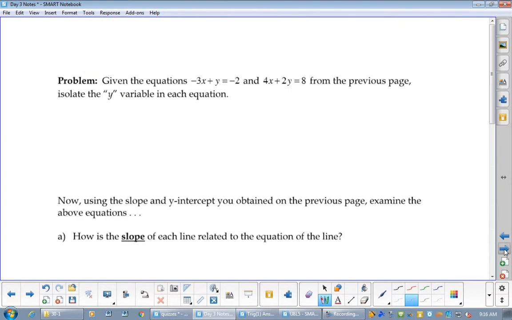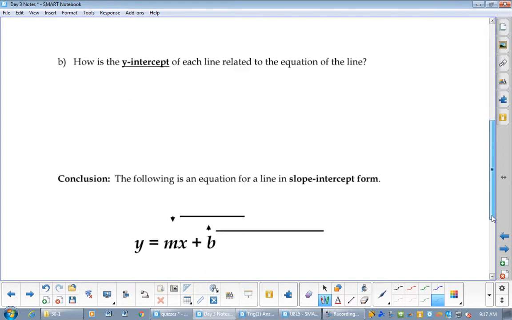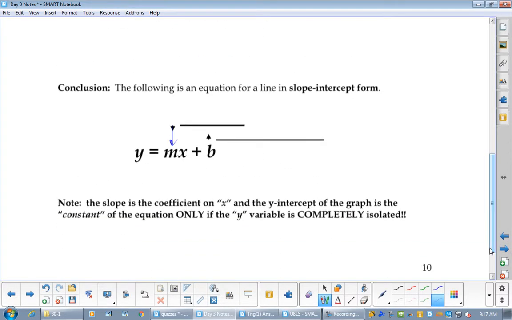So given the equations negative 3x plus y equals negative 2 and 4x plus 2y equals 8 from the previous page, isolate y. We did that already, right? Okay, and we talked about the slope and y-intercept, so we've already done this whole page. Okay? So, to be redundant, m is always the slope. And b is always the y-intercept. Always, always, always. Great thing about math, there's tons of alwayses. That's nice, because then you're not second guessing anything.